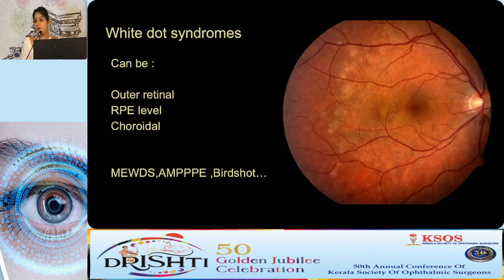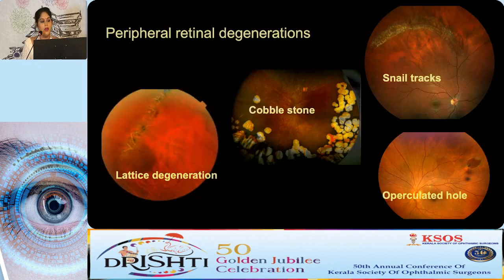Now, white dwarf syndromes, it's not that uncommon. Now, peripheral retinal degenerations like lattice degeneration; this is actually Garrett atrophy, but you can see the cobblestone, which is in the center picture, and snail tracks also, and operculated hole. The holes have to be treated as soon as possible, but for lattice with suspicious hole, you can go for a regular checkup.